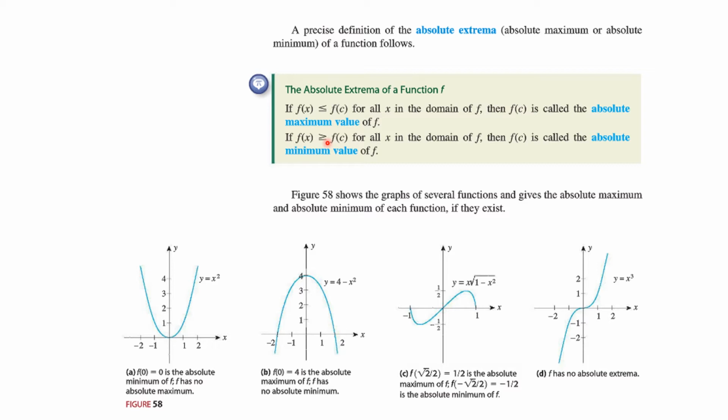If f of x is bigger than or equal to f of c for all x in the domain of f, then f of c is called the absolute minimum of f. So here is an absolute minimum. Here's an absolute maximum. Here's a function that has an absolute minimum and an absolute maximum. And here's a function that doesn't have either an absolute maximum or an absolute minimum. So you see, a lot of different cases are possible.